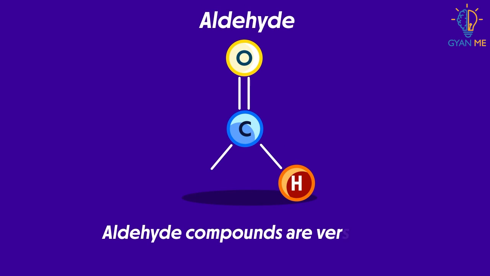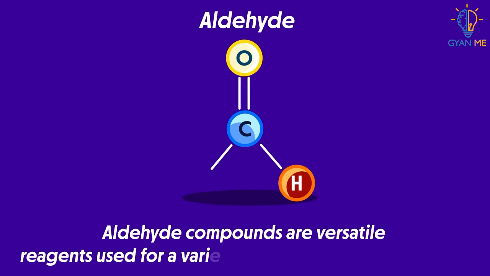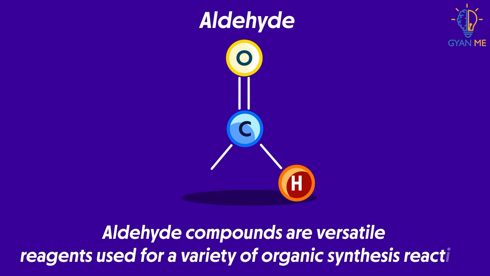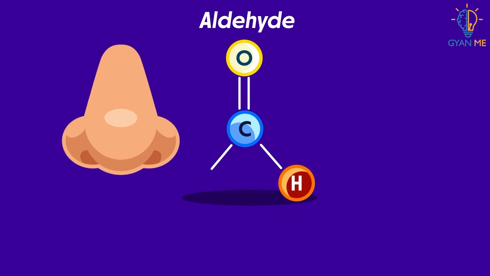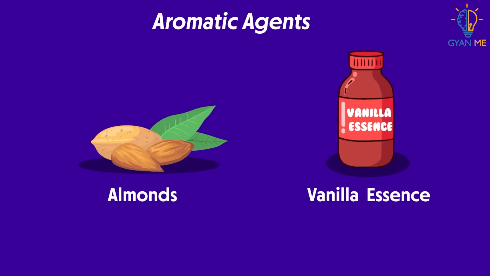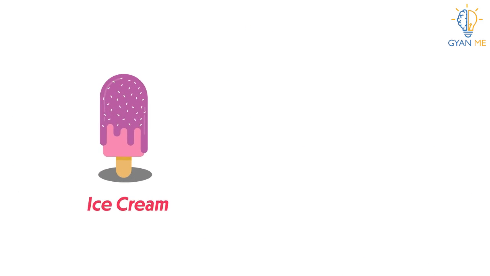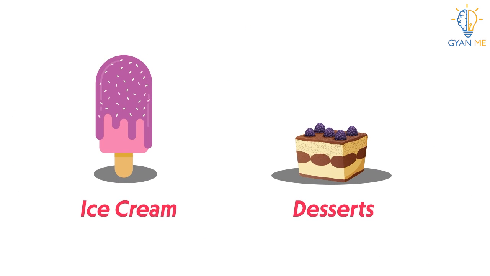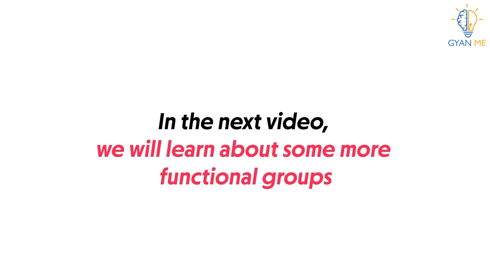Aldehyde compounds are versatile reagents used for a variety of organic synthesis. Many aldehyde compounds are obtained naturally and are aromatic agents. They are the main aromatic agents in fresh almonds and vanilla essence and give them their typical taste and smell. We use these aromatic agents in ice creams, desserts, etc. So in the next video, we will continue to learn about some more functional groups.